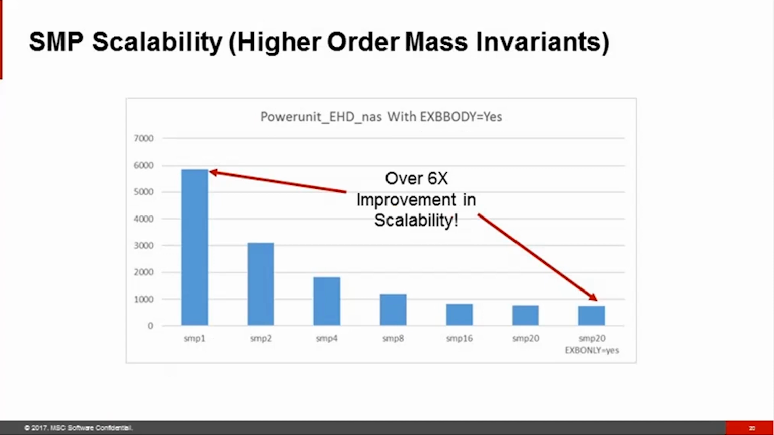Also, if you're using higher order mass invariance, which typically takes a really long time to compute, in this case you can use SMP of 20, and then we see over 6x improvement in scalability.